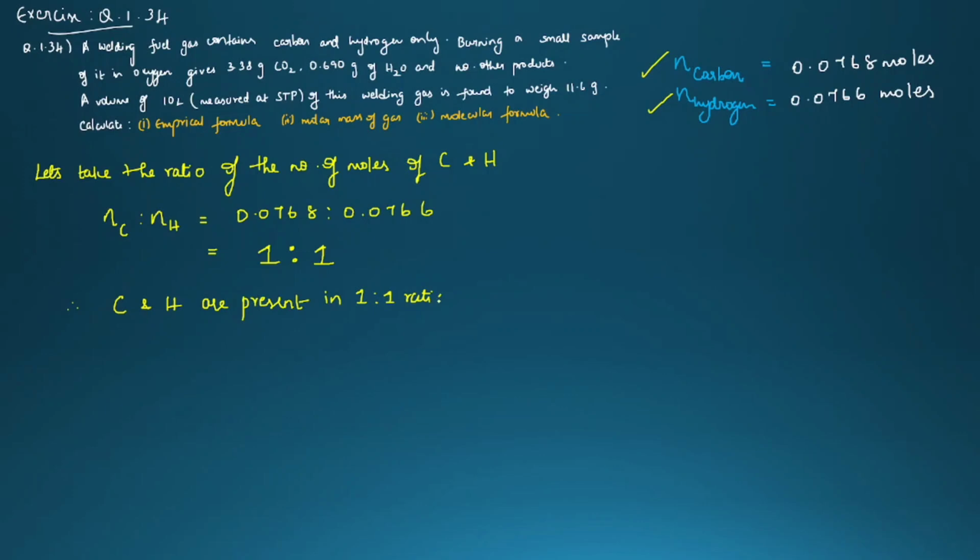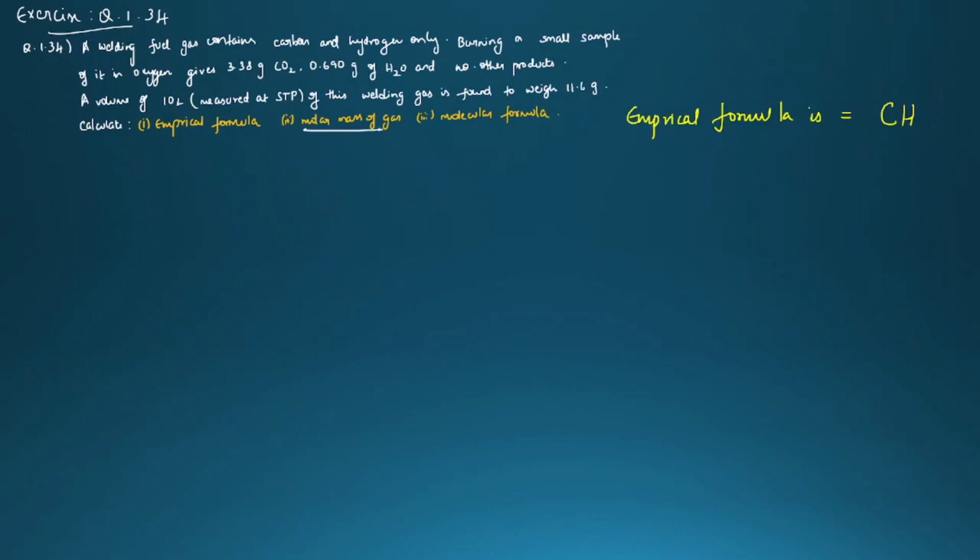That means if carbon is present in a particular amount, hydrogen is also present in the same amount. So we can write the empirical formula as C1H1. The 1 and 1 written in the subscript is nothing but the ratio of each element present in the sample. So C1H1 can also be written as CH. So the empirical formula we have calculated. Now we will calculate the molar mass of the gas, which is the second subdivision.